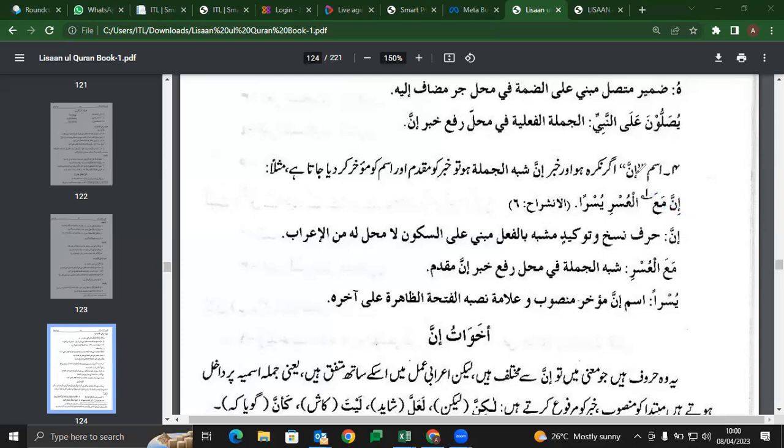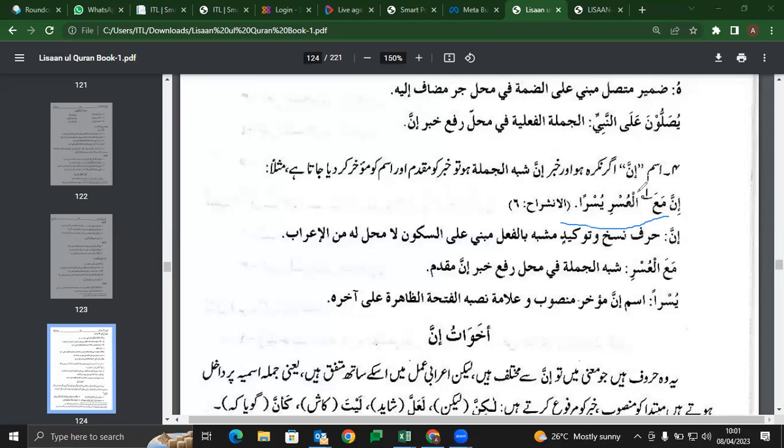Now, because directly after inna, shibhu jumla is coming, the khabar of inna, sorry, ma'al usri yusra is shibhu jumla. Why is it shibhu jumla? Because of the ma. But what I'm trying to explain to you is that this wasn't initially a shibhu jumla. This that you're seeing here, ma'al usri yusra, wasn't initially a shibhu jumla.